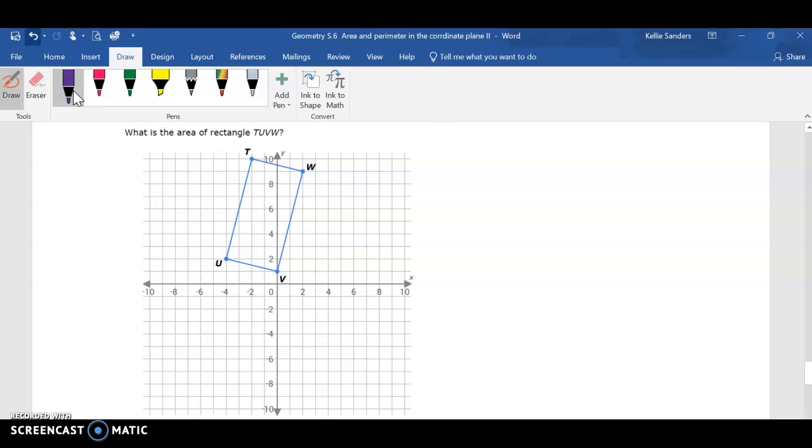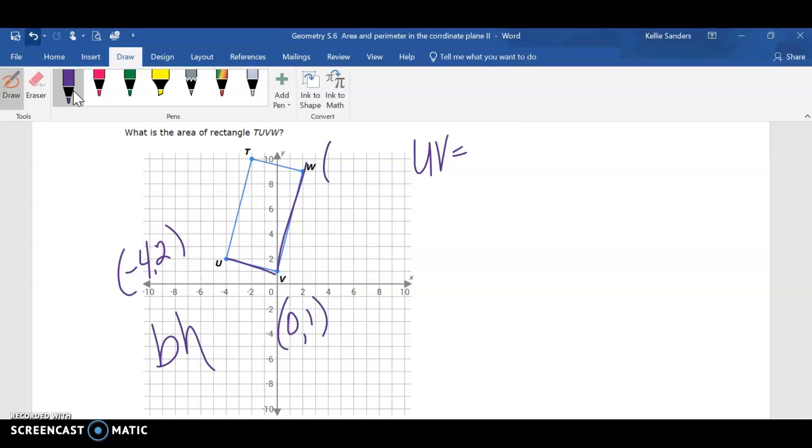How do you find the area of a rectangle? Base times height. Because it's a rectangle, I only need to know this length and that length, or, you know, either of the other two. So, UV, let's figure out where these are. Negative 4, 2, 0, 1, and 2, 9.